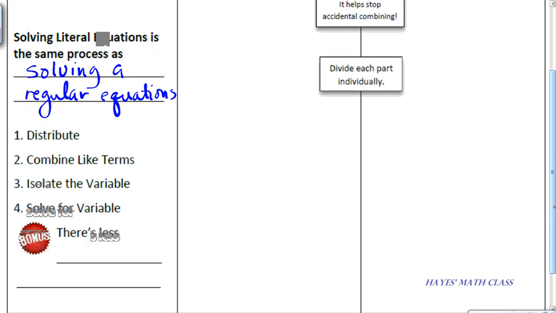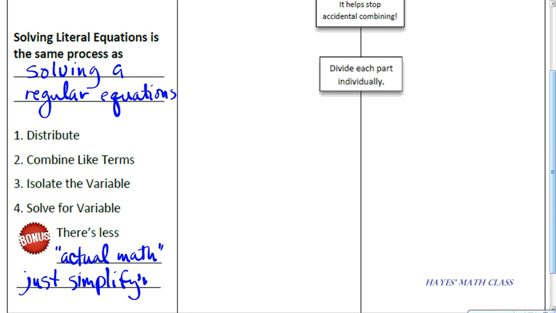The bonus here is there's less, and I'm going to put this in air quotes because I'm probably going to get, there's less actual math that's going on. And just meaning, all you're doing is just simplifying stuff. So you're not going to actually multiply stuff out because you're going to have 2 times a, or p times 5. And it's just going to stay that way. You don't actually have to do the calculation. So that's why I put actual math in quotes. So you're just going to simplify it.